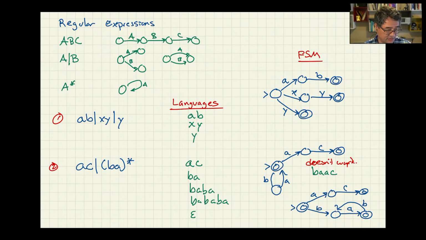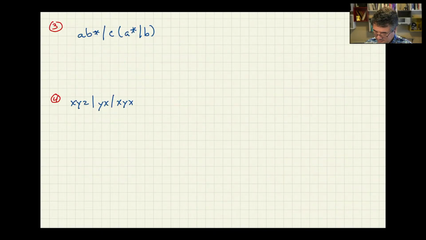Okay, let's go do some more. So here's two more, and again, it might be helpful to write down all of, or at least a sample of some of the strings that each one of these accepts. And then from there, draw the finite state machine. So let's work on the first one.